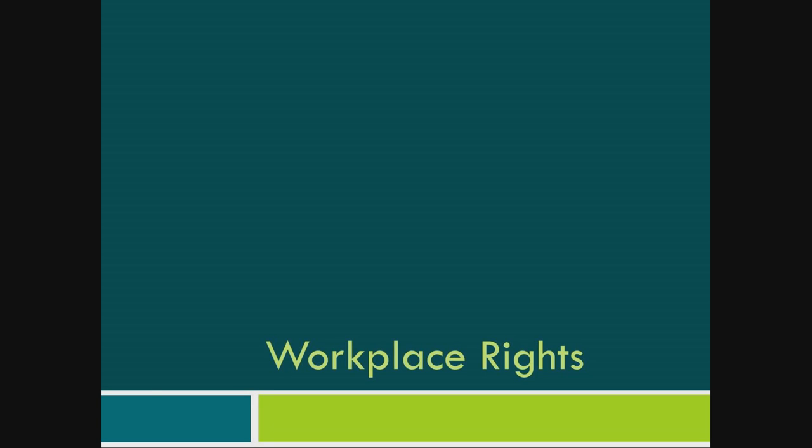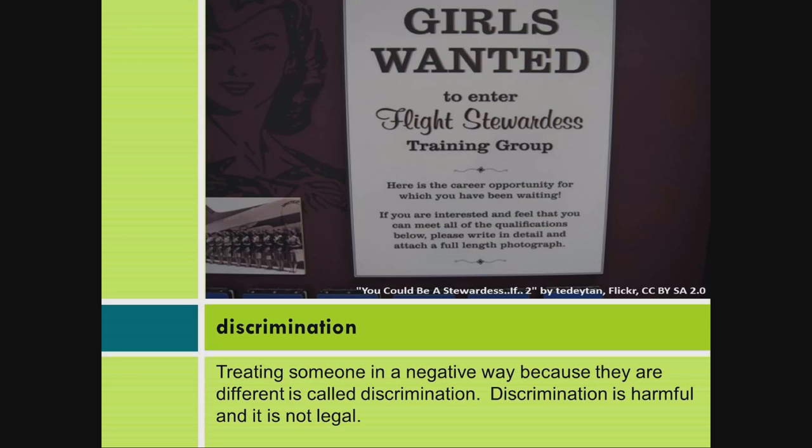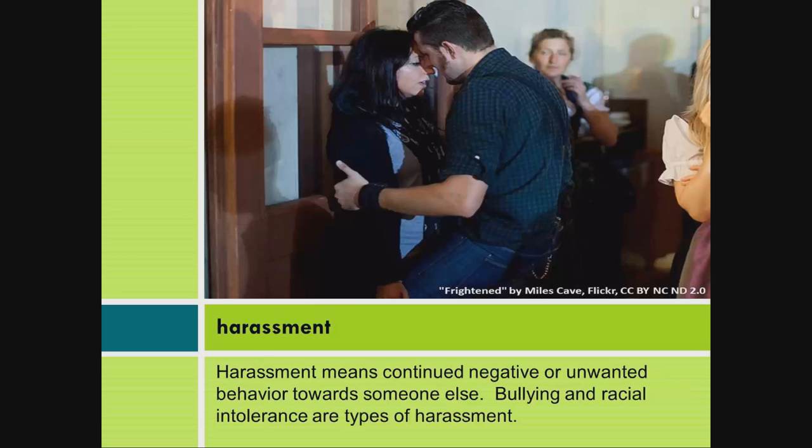Workplace rights. Discrimination. Treating someone in a negative way because they are different is called discrimination. Discrimination is harmful, and it is not legal. Harassment. Harassment means continued negative or unwanted behavior towards someone else. Bullying and racial intolerance are types of harassment.